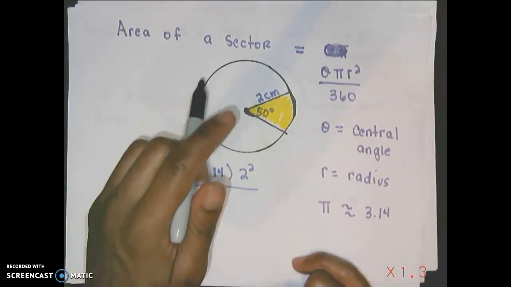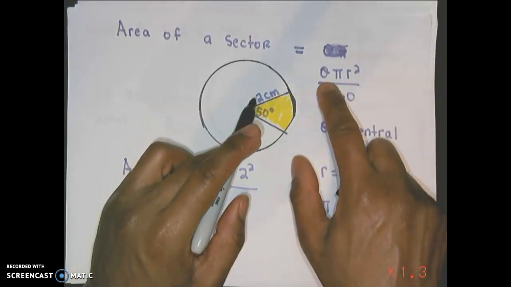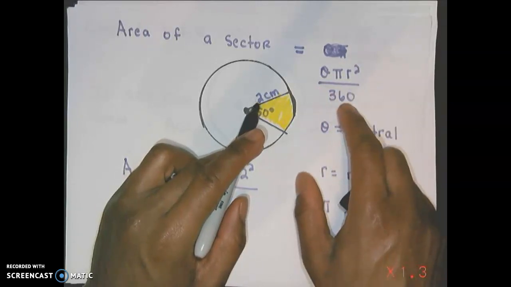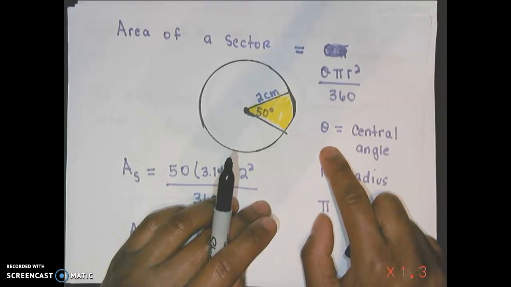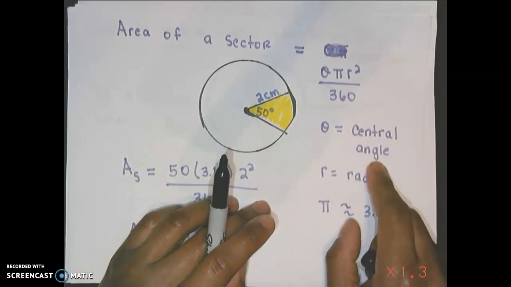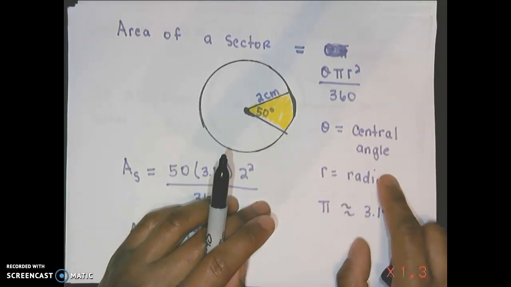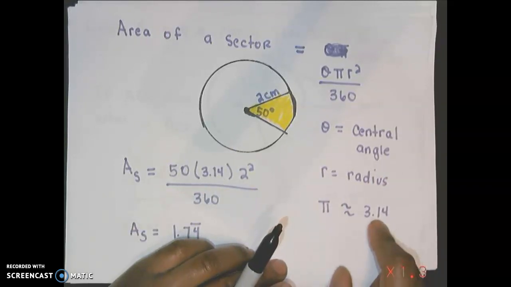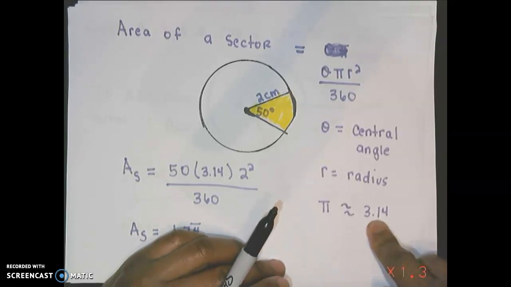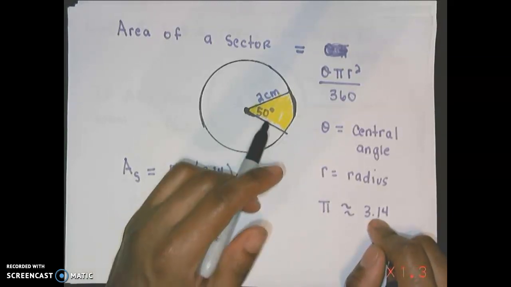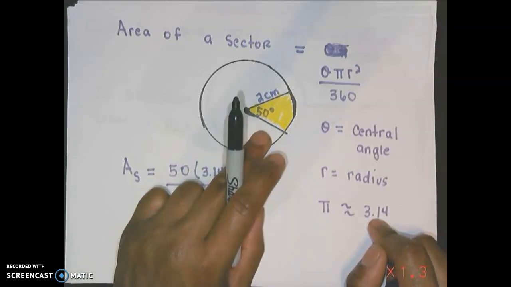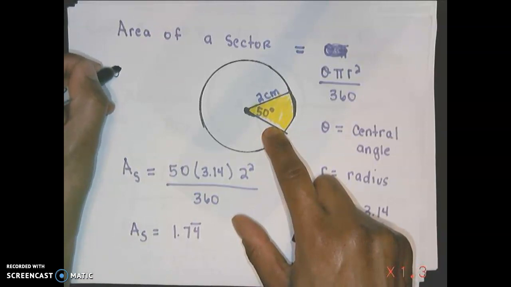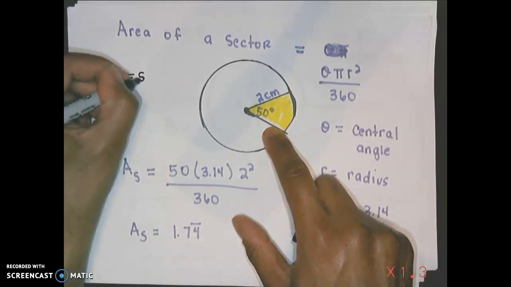So how do we find the area of a sector? This is going to be theta times pi r squared over 360. Your theta is going to be your central angle. R is your radius. And then we're going to use the approximation 3.14 for pi. And so we just want to find the area of this sector. We can see that the central angle in this case is going to be 50. So our theta is going to equal 50.